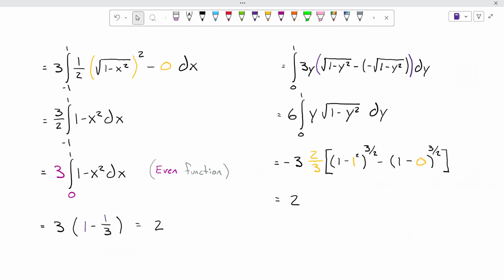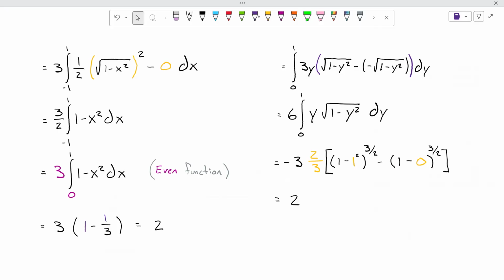An easy way to identify even functions, if it's polynomials, just look for even powers. Terms with even powers are going to be even functions. Terms with odd powers will be odd functions. The converse to this statement is that if I have an odd function integrated from negative a to a, that result is just 0.